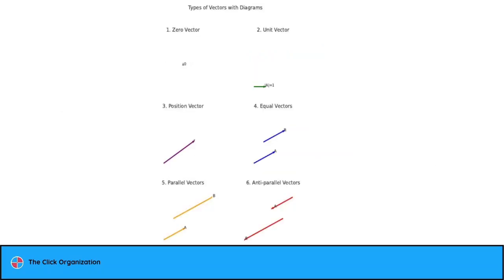Before we begin our lesson, here we have a diagram for types of vectors. We had already discussed them in the previous lesson, but here it is better to understand the 6 common vectors with diagrams.